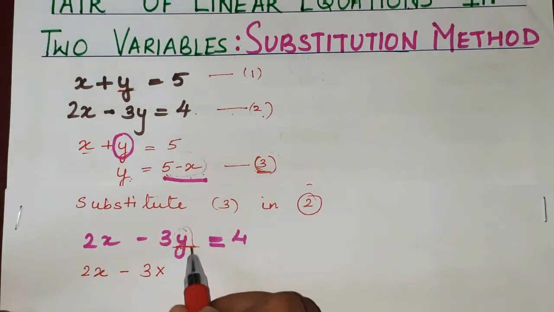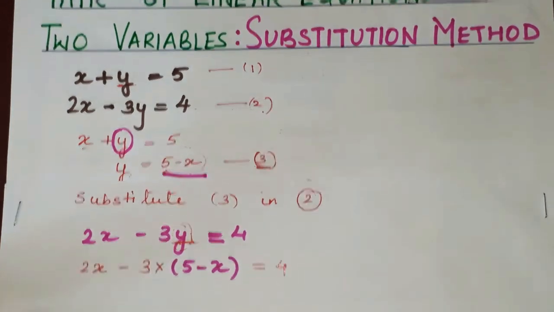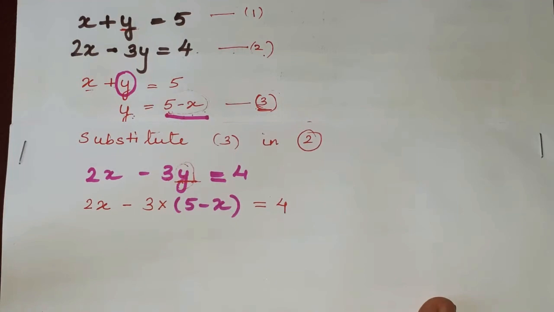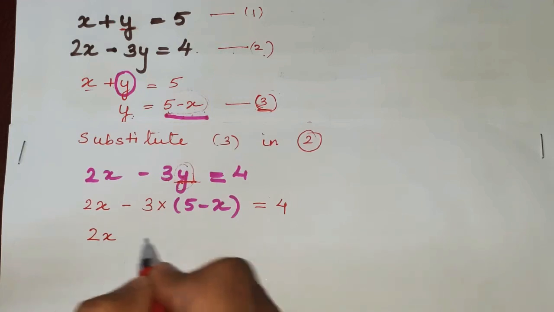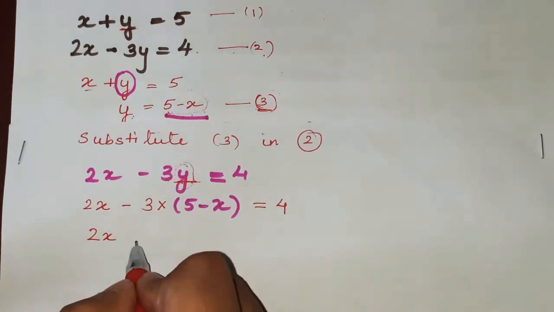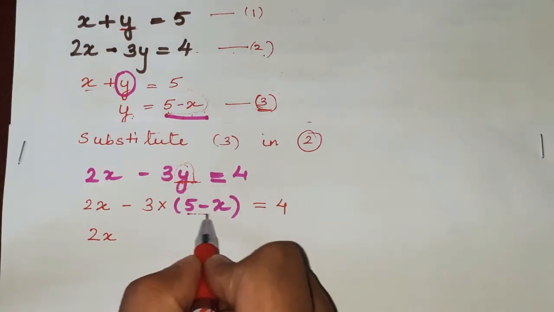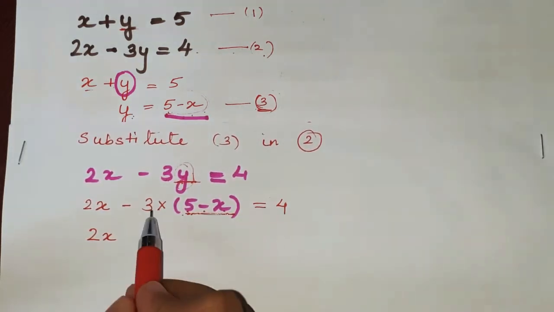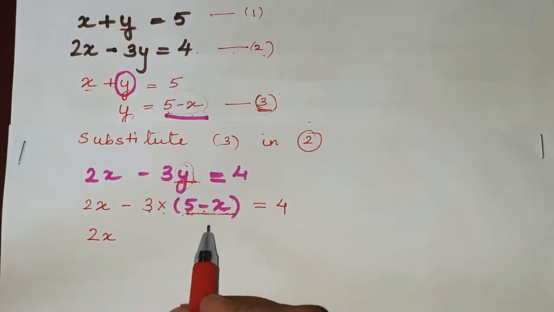So now instead of this y, I'm going to put this value of y, that is 5 minus x. So 5 minus x, okay, and rest as it is. So once we get this, we need to solve it now. Since there is a bracket and there is a number, we'll solve this. So 2x will remain 2x. This 3 will get multiplied to both these things. Since both these things are separated by a sign, here we have a binomial, and this 3 is outside and it is multiplied with this binomial. So we need to multiply this 3 with the individual terms inside the bracket.